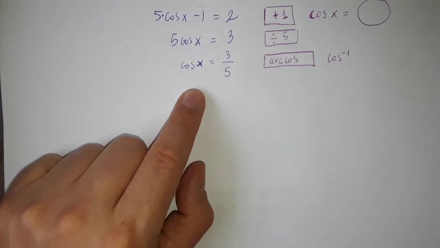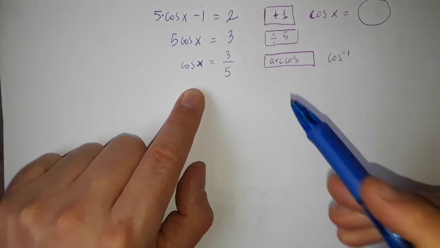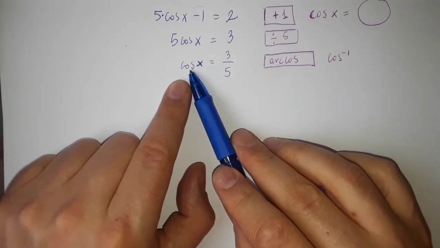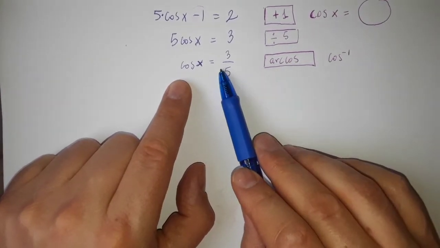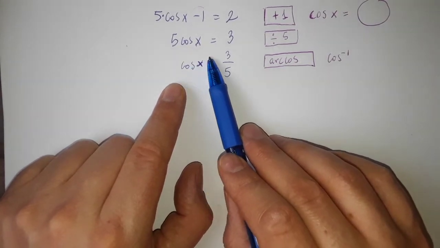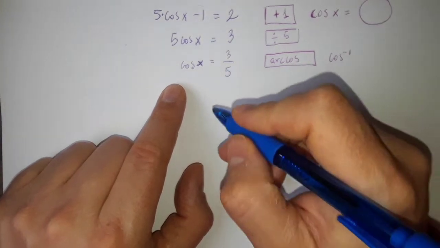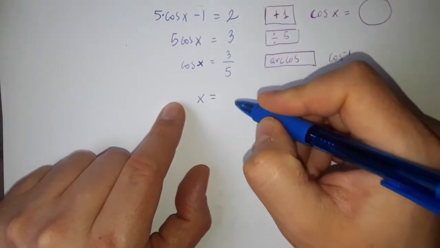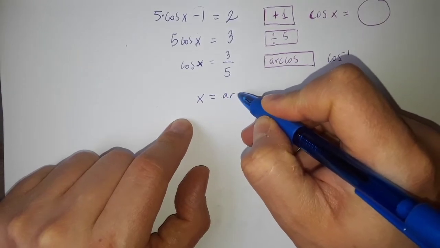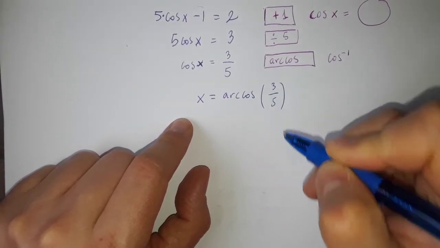So how is this going to look after I take the arc cosine on both sides? Well, the arc cosine and the cosine are going to cancel out, and I'm just going to have the arc cosine on this side. So the cosine actually goes to the other side as arc cosine. So x equals arc cosine of 3/5, okay?